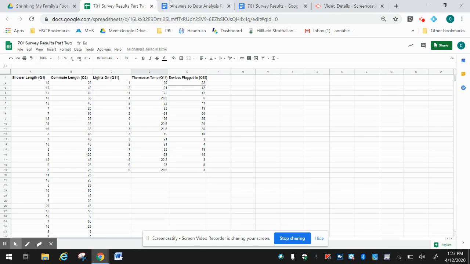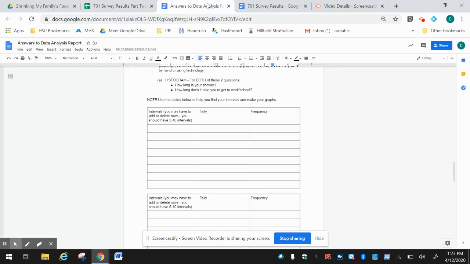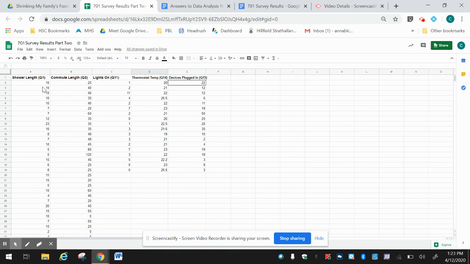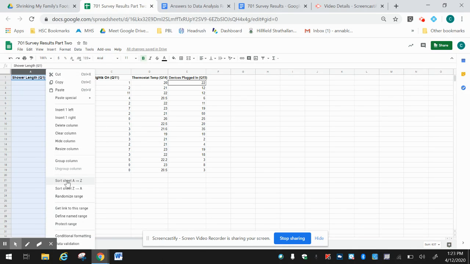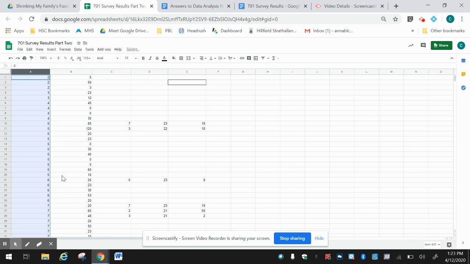When you're doing a histogram, as it looks in here, you need to be able to come up with intervals, and you need to have between 5 and 10 intervals ideally. So the easiest way to help you to come up with intervals is to highlight up here where you see A, you're going to see a little arrow. If you click that arrow, you can sort it from A to Z.